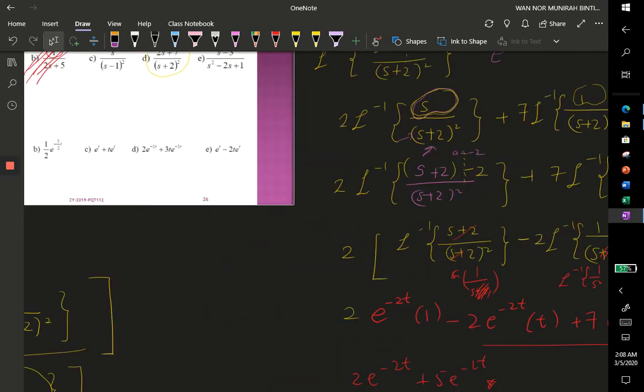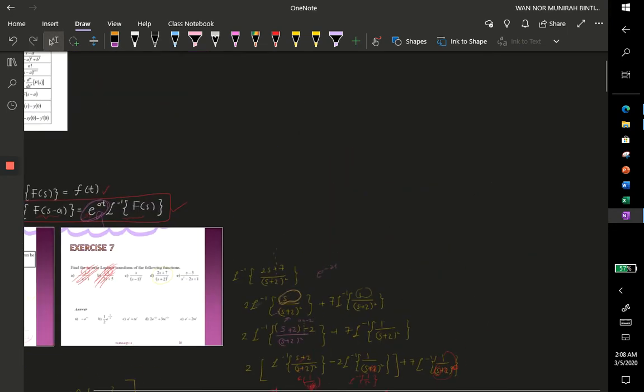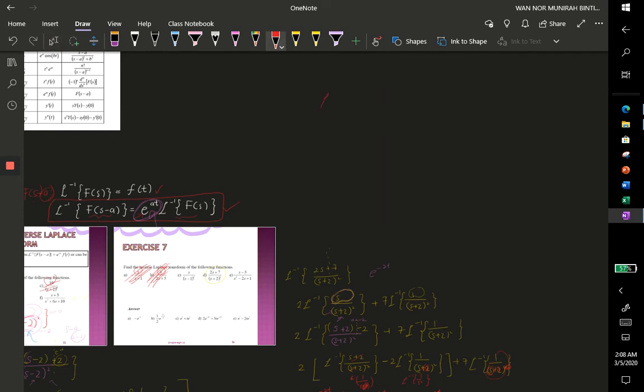The next example, maybe I can give you my own example. For example, you have to take the Laplace inverse of (s minus 1) over ((s plus 3) squared plus 16). Okay, look at the function.